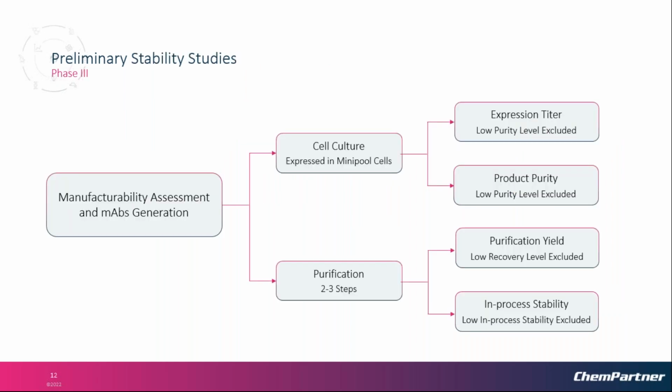In phase 3, we will conduct a preliminary stability test of the antibody. Firstly, we will generate the protein samples and evaluate their manufacturability. The protein will be expressed in multiple cells, and its titer and purity will be tested. After that, the antibody will go through 2 to 3 steps of purification, during which the yield is calculated and the in-process stability is monitored. During this process, the candidates with low expression level, low recovery level, or low in-process stability will be excluded.